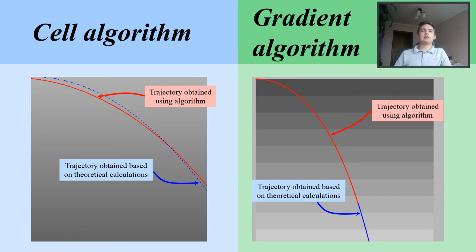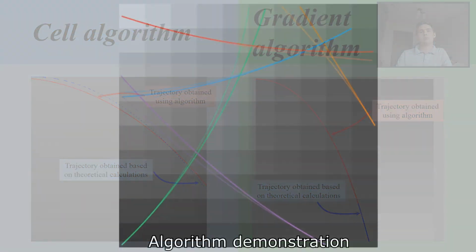But also, these algorithms can build trajectories that depend on time. Let's see how these algorithms can cope with the construction of such trajectories.